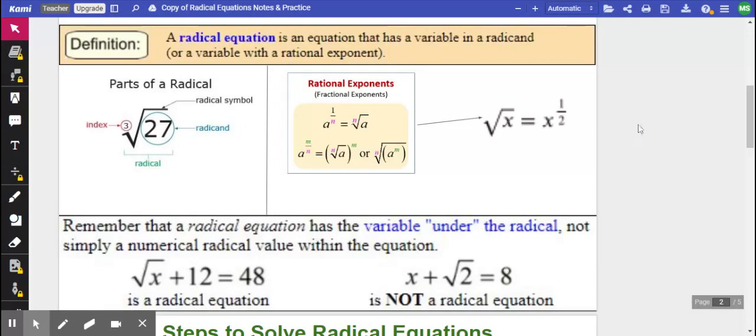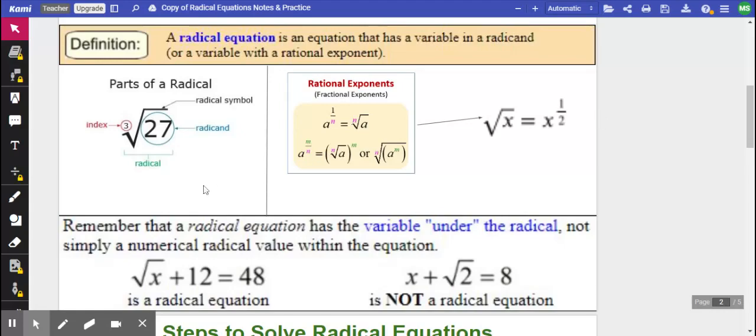about this topic. Generally speaking, a radical equation is any equation that has a variable underneath a radical symbol, or the variable would be in the radicand portion, or a variable with a rational exponent that would match the radical you are looking for or talking about.